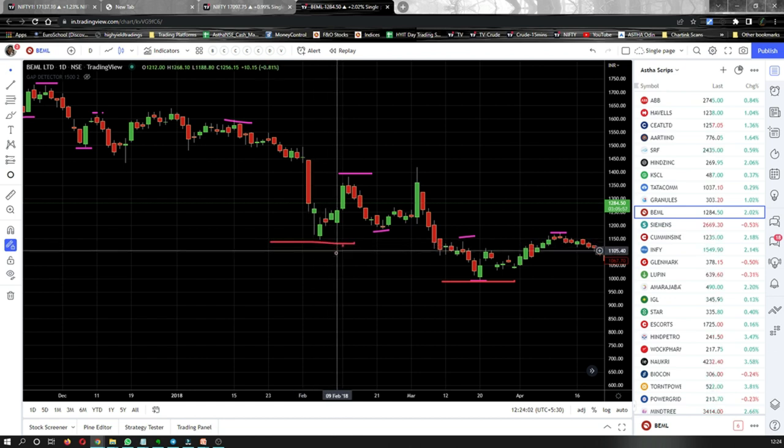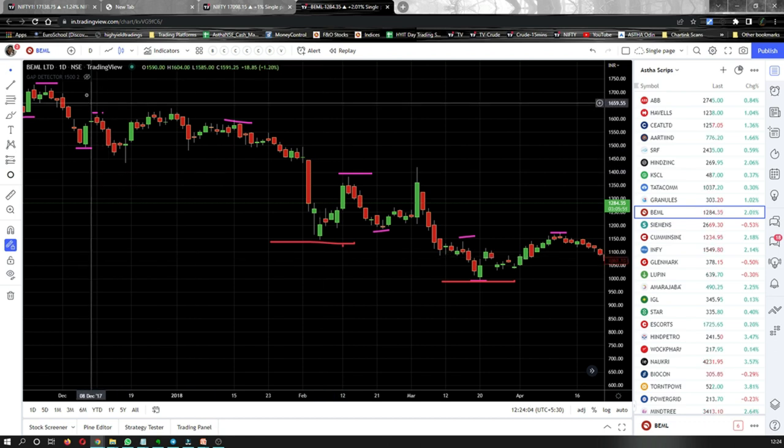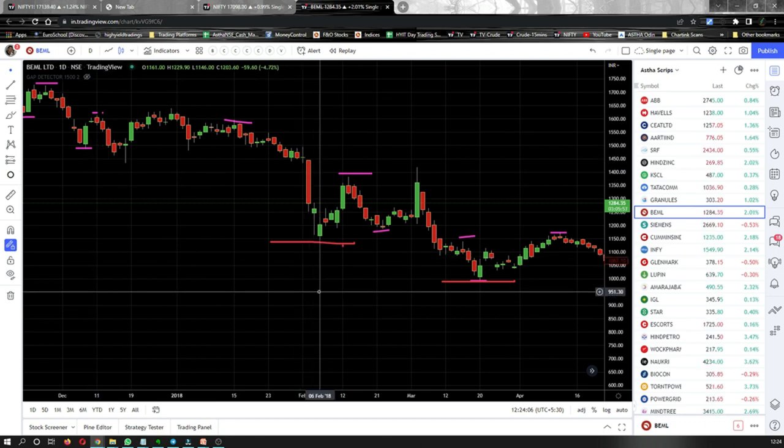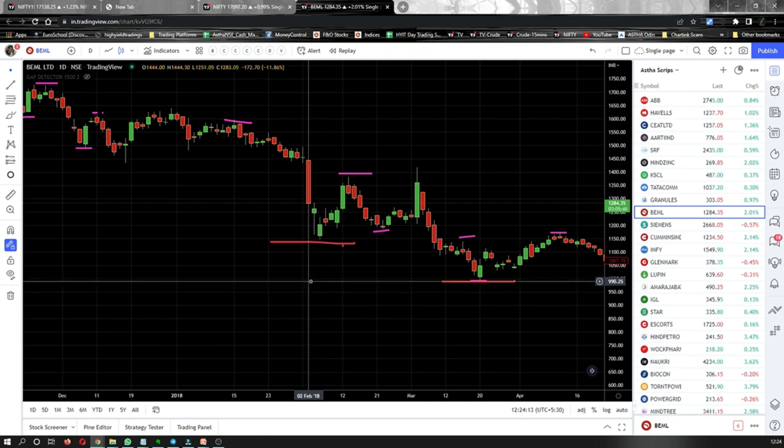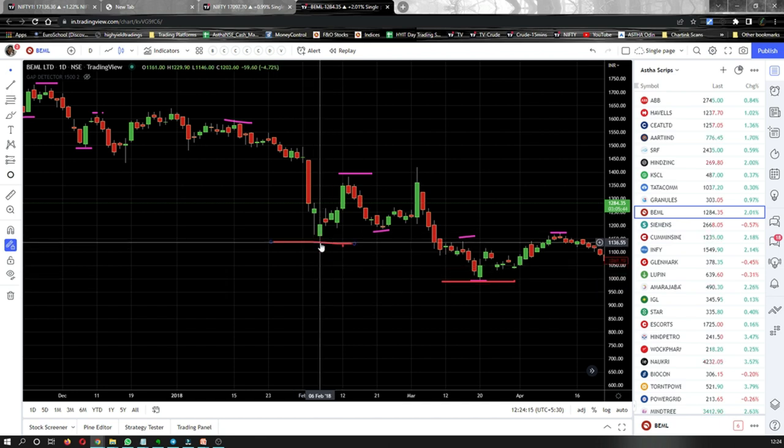So where do we take the entry? Now, this is a one-day time frame, okay? It might be a 5 minutes time frame. It also might be a 15 minutes time frame. But what is important is where to take the entry. You do not take the entry on the candle which is taking the support at the support line. You take the entry when the high of this candle is breached. So the high of the candle is 1229.90. So you can initiate your trade at 1230.